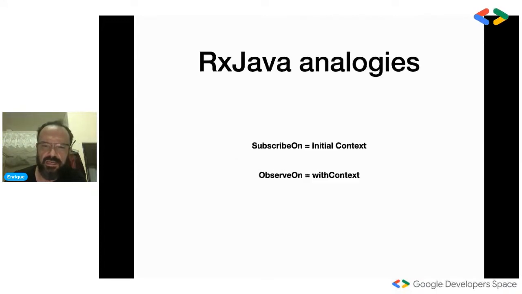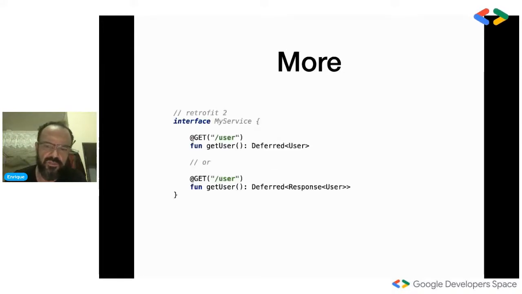Is this replacing RxJava? Well, I don't think so. But of course, it's a very complex question with many different factors to weigh. There are a few analogies, such as subscribeOn in RxJava would be our initial context, observeOn would be our withContext. Disposable would be more or less like jobs. But like in any project, the answer is never a categorical yes or no. Unless the question is whether you should use AsyncTask, then it's a categorical no.